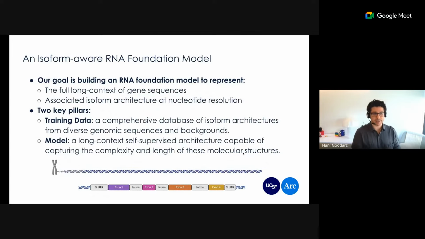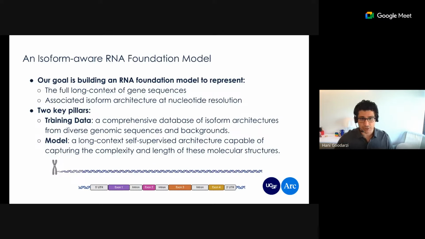So basically, this is the statement of the problem. Our goal is to build an RNA foundation model that can represent the entirety of the context of the gene, so capture the entirety of the gene, and be able to understand how this gene will then be spliced into different isoforms. And we want to do this at nucleotide resolution.